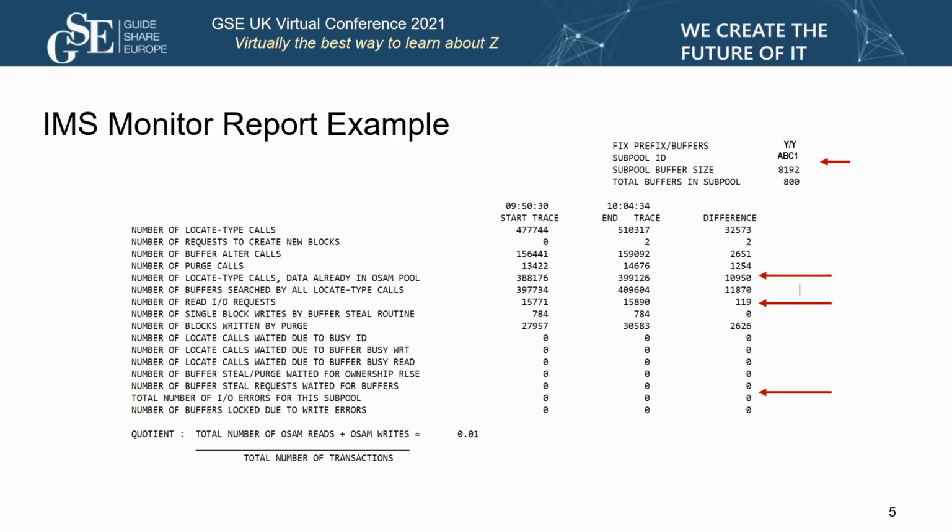One number that is also of interest is the number of buffer steal requests which waited for buffers. This is an obvious indication, if it's more than 0, that the buffers allocated to this pool are inadequate. I will discuss the quotient at the bottom of the visual shortly.